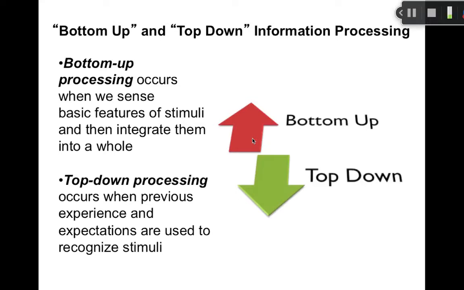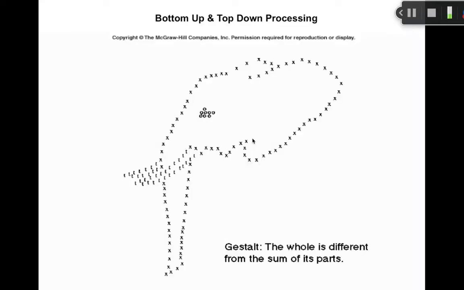Whereas top-down processing is kind of the opposite of that, and it's largely based on preliminary learning. Top-down processing occurs when previous experience and expectations are used to recognize stimuli. So these are two different ways that we process sensory information. We're going to illustrate both of these here.